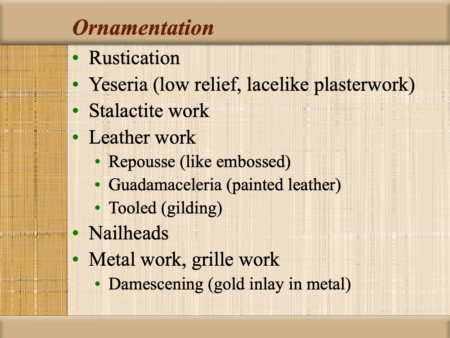You also see a lot of leather work. So you have rapus, which is like embossed leather, guadalmelaceria, which is the painted leather, and the tooled or gilded leather. As we saw a moment ago, you also see a lot of nail heads being used, mostly because metal work and grill work are quite popular. So you have damascening, which is gold inlay in metal, becoming quite popular.